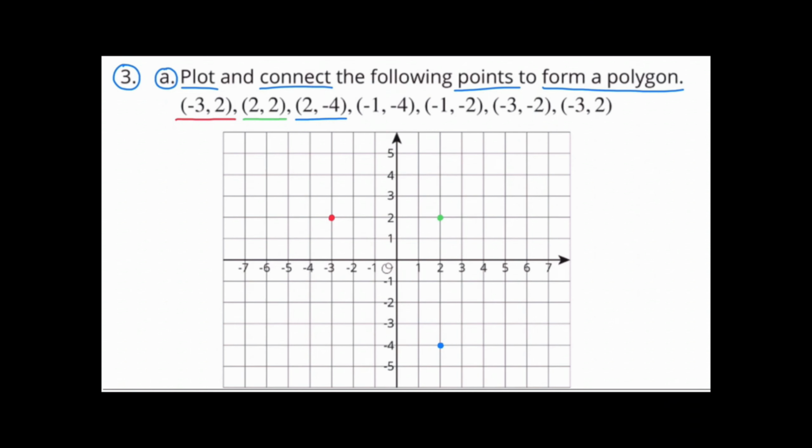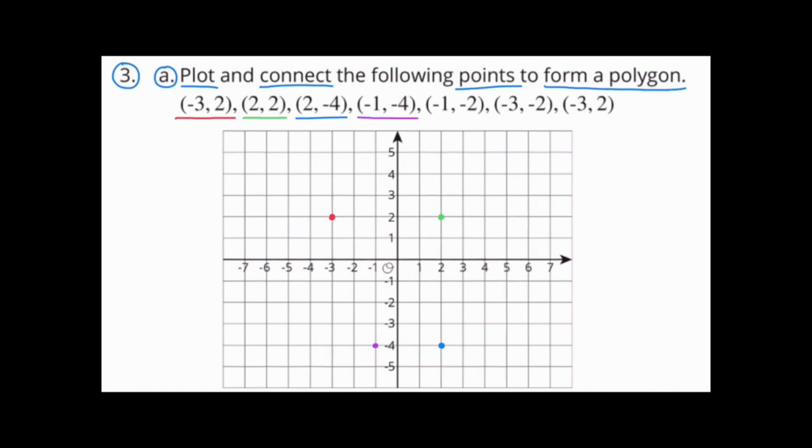I moved 2 to the right along the horizontal axis or the x-axis and 4 down along the y-axis or the vertical axis. Next, in purple, I plotted the point for the coordinates -1 and -4, moving 1 to the left along the x-axis and 4 down along the y-axis.